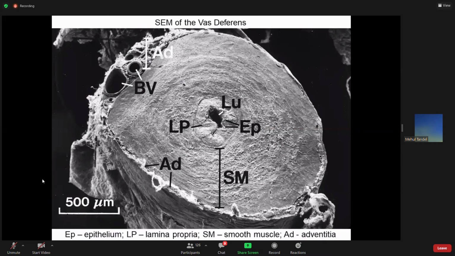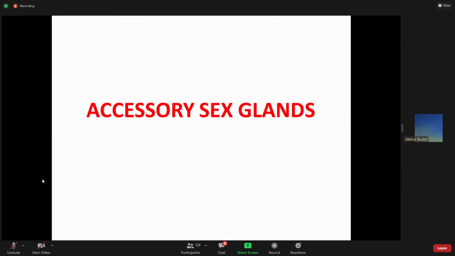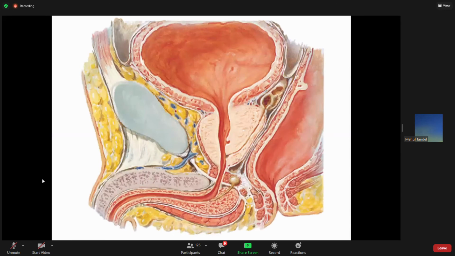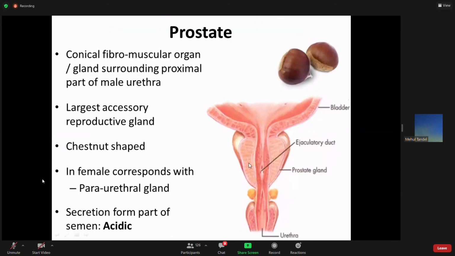Same thing, accessory sex glands. Among the accessory sex glands, the most important one, as we know, is the prostate. Prostate is most important, and this is also an important short note, which can be asked as a 3 or 5 marks short note. You have to prepare prostate. It is not tough, it is very easy to write in the exam, just understand what is in it. You only have to describe two structures, very simple.